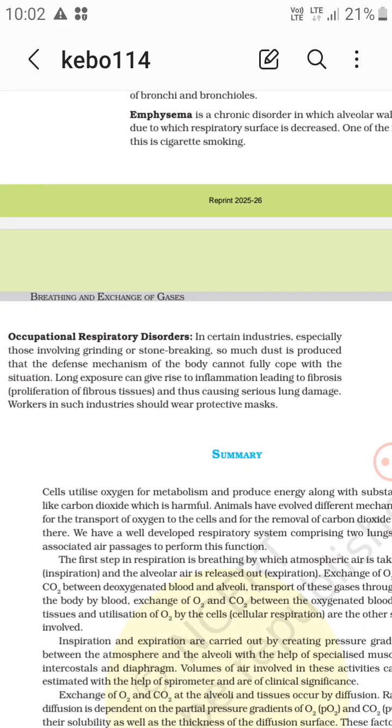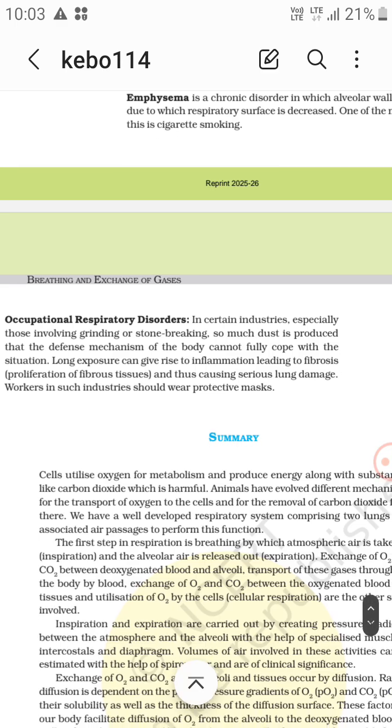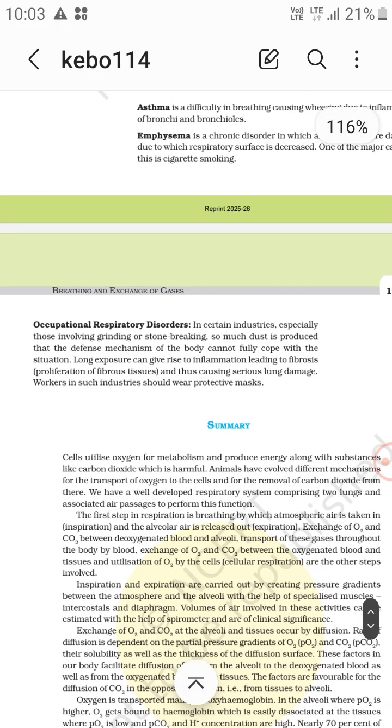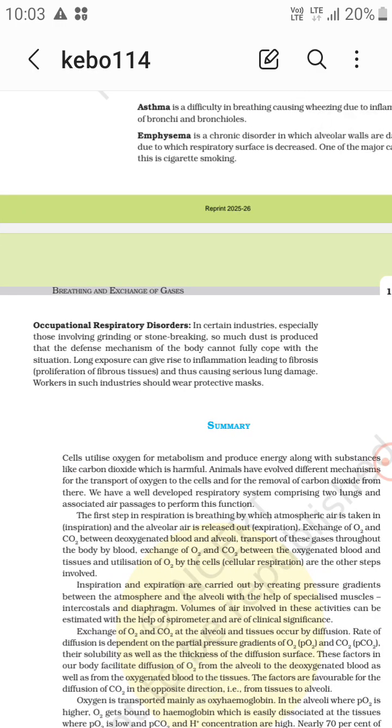Now, occupational respiratory disorders. In certain industries, especially those involving grinding or stone breaking, so much dust is produced that the defense mechanism of the body cannot fully cope with the situation. Long exposure can give rise to inflammation leading to fibrosis, that is proliferation of fibrous tissues, and thus causing serious lung damage. Workers in such industries should wear protective masks. So, this chapter is done right here.